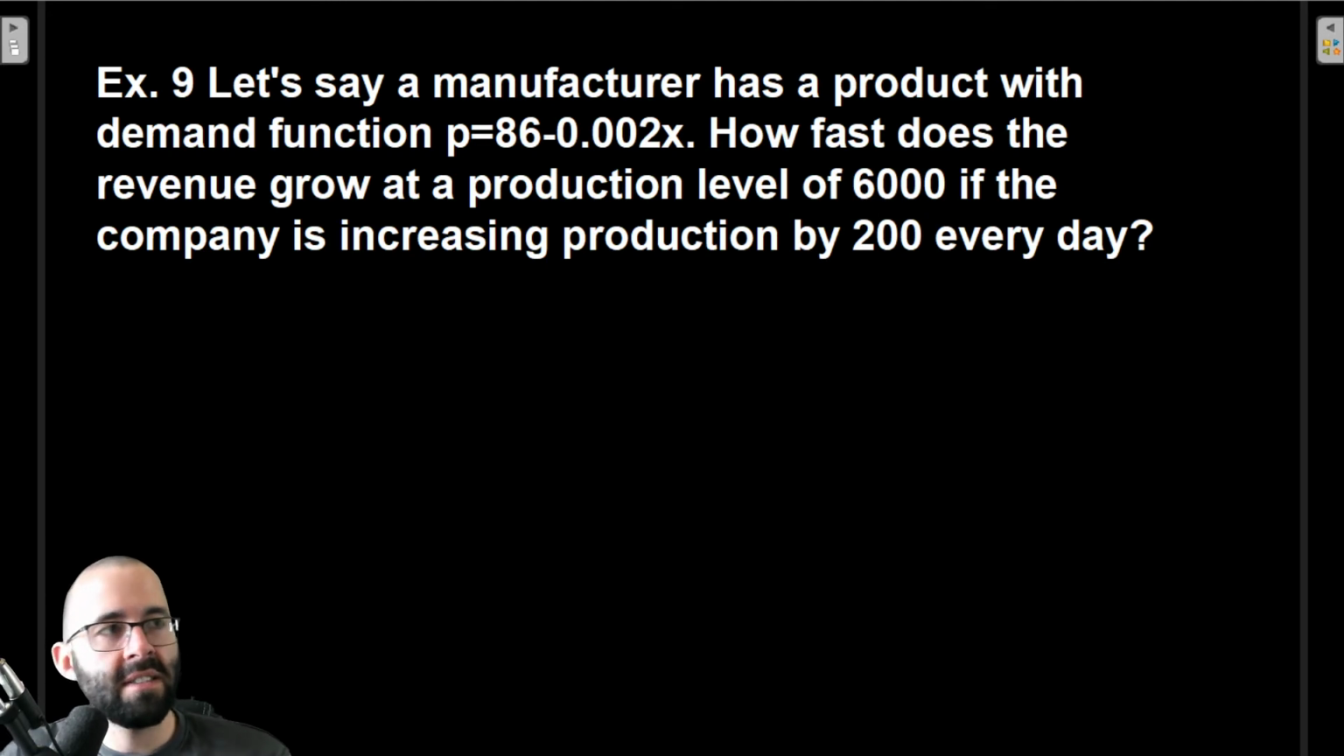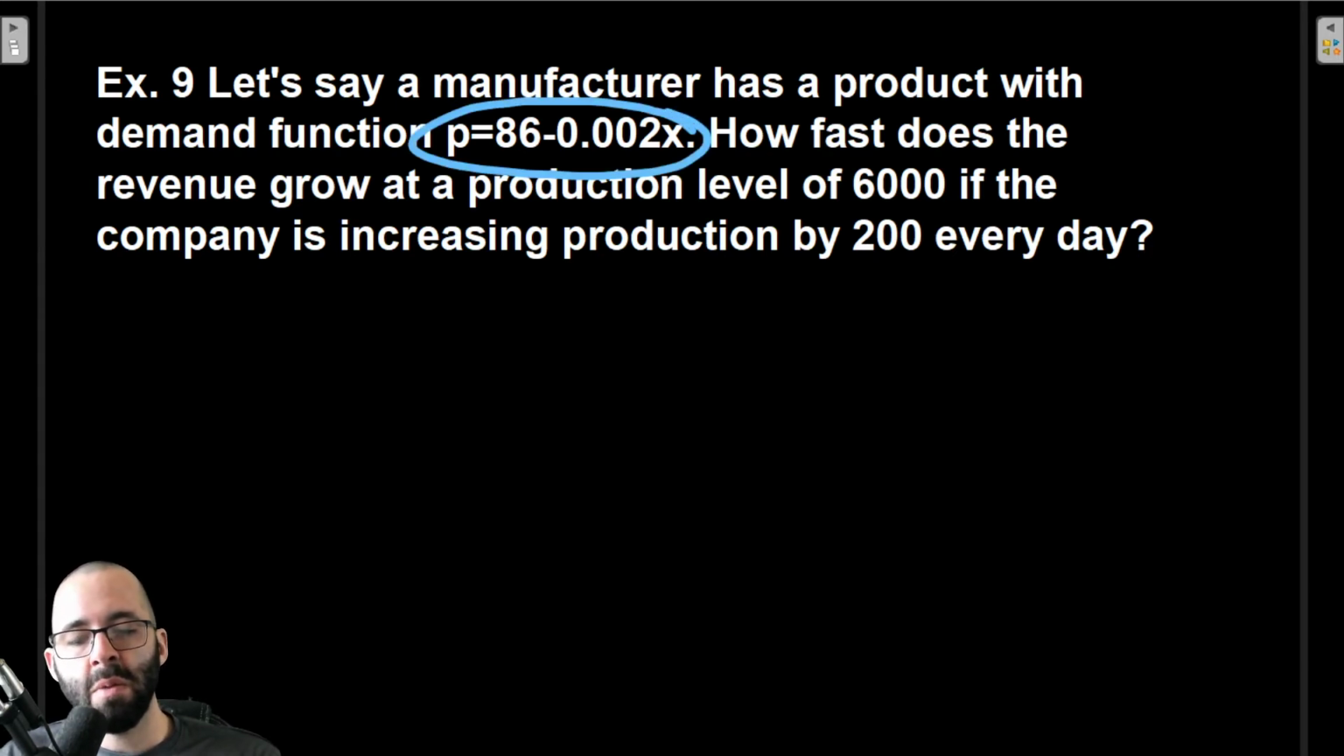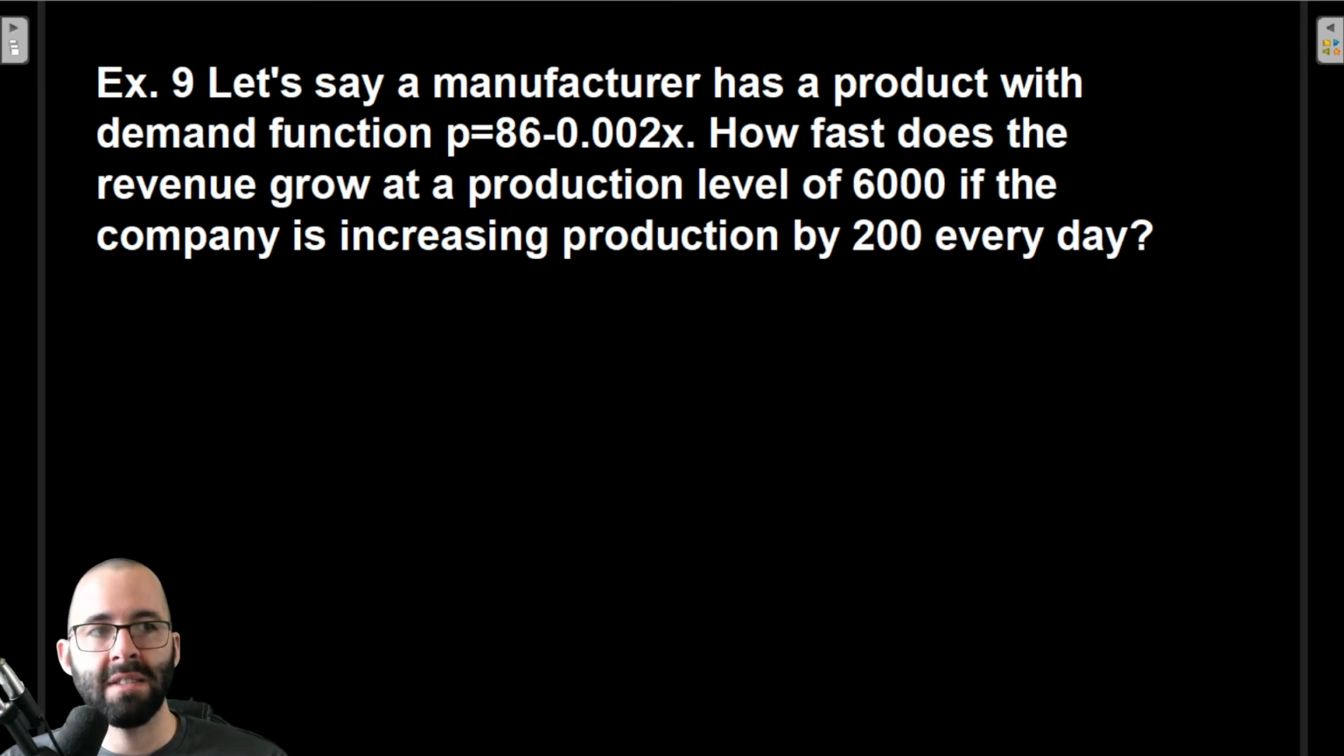Oh, I added an extra page here. It's okay. Let's look at example 9, the last example. So we have some manufacturer and they have a product following this demand function. Remember, the demand function shows the relationship between the price P that I want to sell at and how many things X I can sell. So as X gets bigger, the price is going to be smaller. If I want to sell more things, I've got to charge less. Okay. Anyway, how fast does the revenue grow at a production level of 6,000 if the company is increasing production by 200 every day? We're asking for a similar thing.